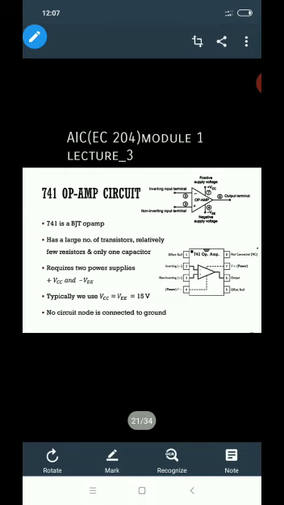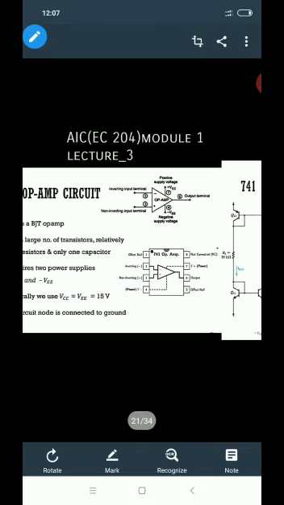Now here we have the 741, a BJT op-amp, which has a large number of transistors, relatively few resistors, and only one capacitor. It requires two power supplies, plus VCC and minus VEE. Typically we use VCC equal to VEE equal to 15 volt, that is plus or minus 15 volt. No circuit node is connected to ground. Now this is the pin diagram.